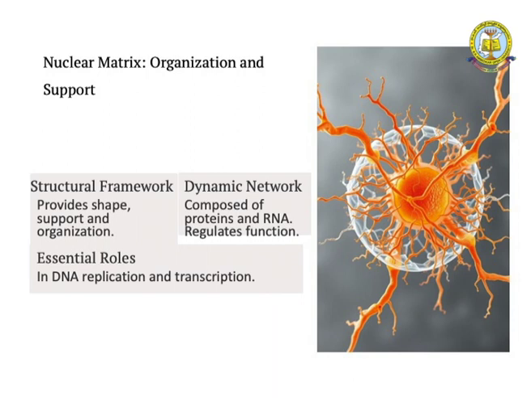Organization and support, mainly a structural framework. The nucleus has a particular shape: rounded or spherical shape, and next one the egg shape, different types of shapes. It provides the shape and support and the organization. Most nuclei have a circular shape. Next one is the vernacular shape.